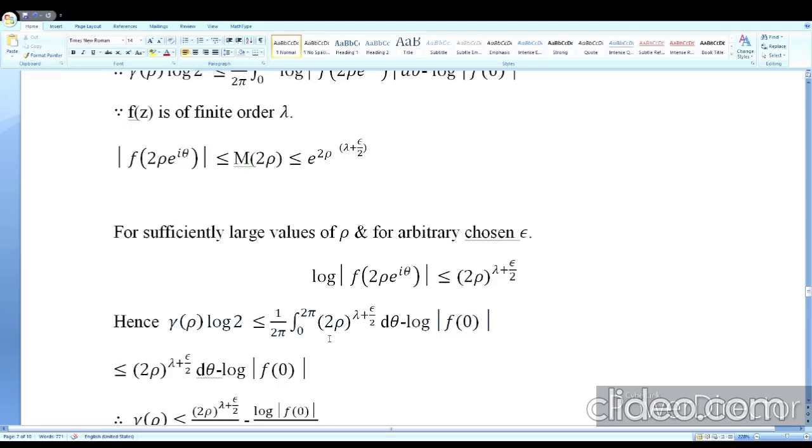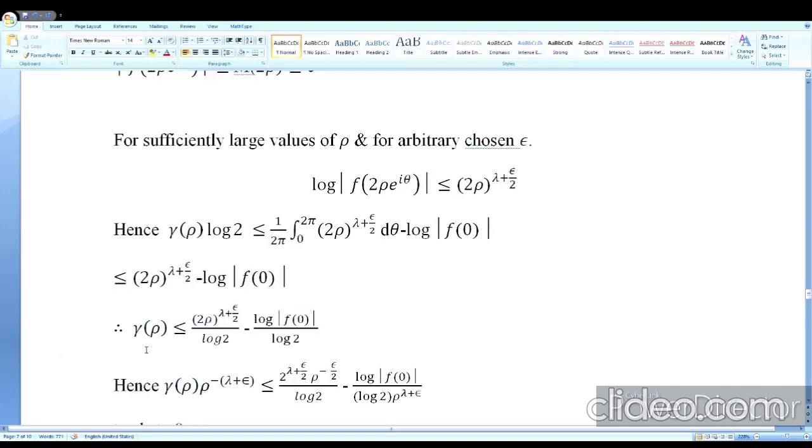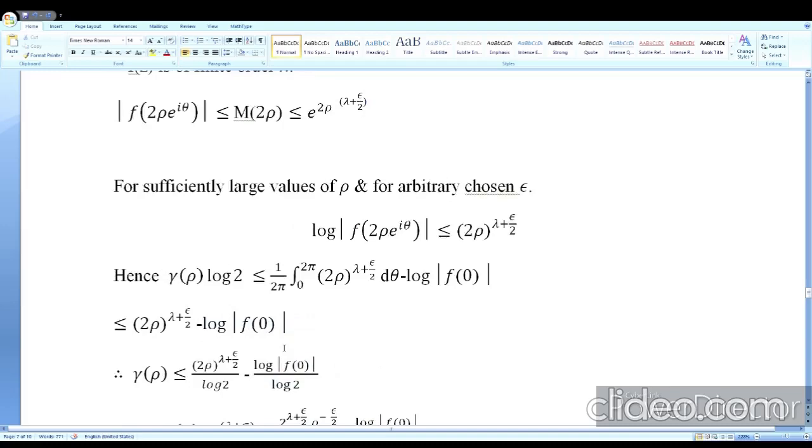That is, less than or equal to (2 rho) power lambda plus epsilon by 2 minus log modulus of f of 0, because in the integral from 0 to 2 pi d theta, when you integrate, 2 pi gets cancelled. So gamma of rho is less than or equal to (2 rho) power lambda plus epsilon by 2 divided by log 2 minus log modulus of f of 0 by log 2. Okay, we divide by log 2.